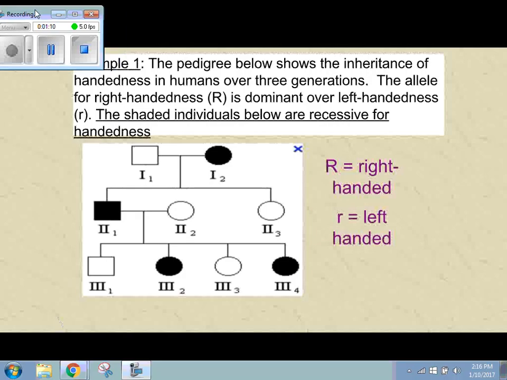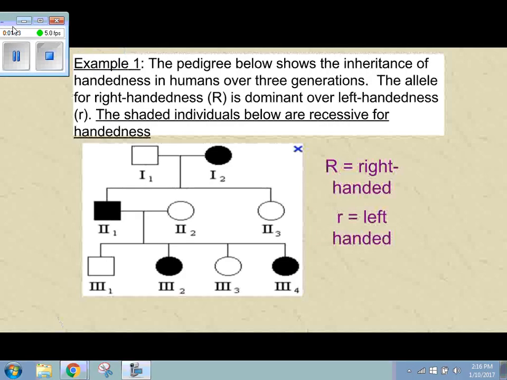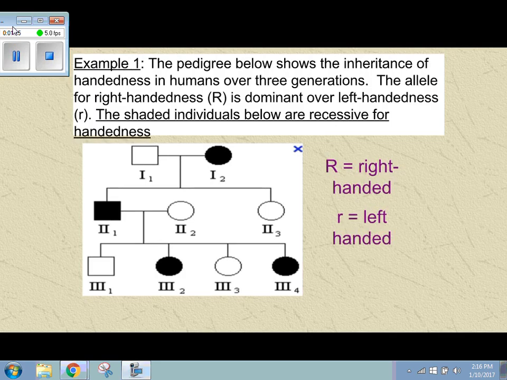So here we have example number one, where it says the pedigree below shows the inheritance of handedness in humans over 3 generations. The allele for right-handedness, capital R, is dominant over left-handedness, lowercase r. The shaded individuals below are recessive for handedness. Remember, a male is a square and a female is a circle. So here is our male square, here is our female circle.